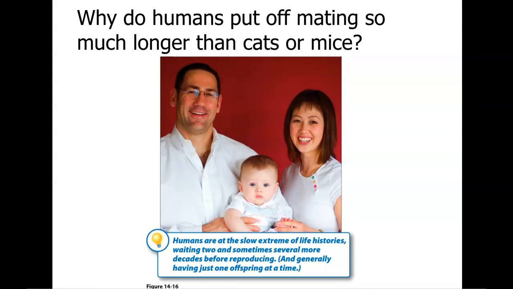So why do humans put off mating so much longer than cats or even mice? Humans are going to be at the slow extreme of those life histories. We're going to reproduce, usually creating one offspring at a time. Sometimes we have multiples, and sometimes there's more than even two, but that's going to be very, very rare. And so usually we do not start to reproduce right away. It's definitely not within the first year. Usually it is no earlier than the late teens, early 20s, and then that's when we start to generally have reproduction of our offspring.